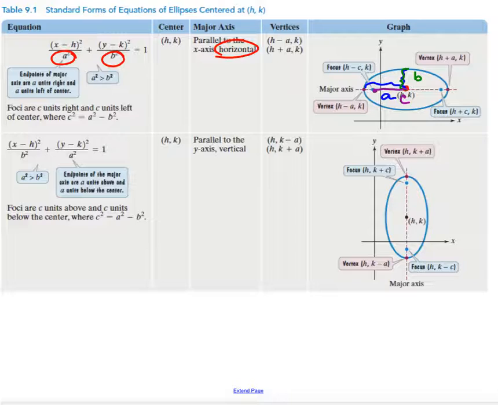Same thing would happen if you made your B and then your A flip-flopped. You'll have your vertical ellipse, and then the same things apply. Here is your center. Up to that vertex is the distance A. On the minor axis, this distance would be B. And then from the foci to the center would be your C distance.